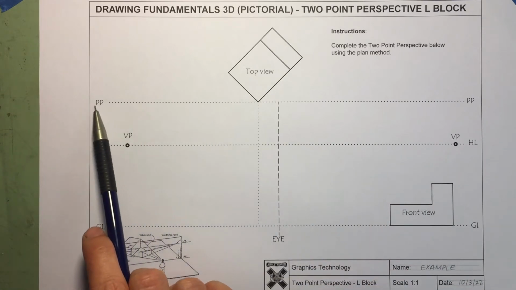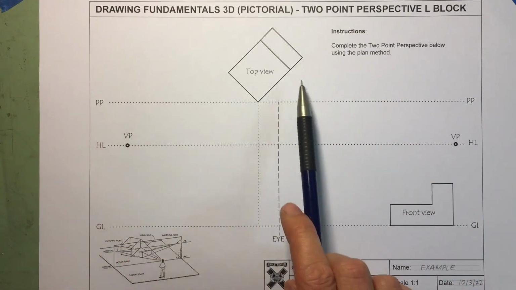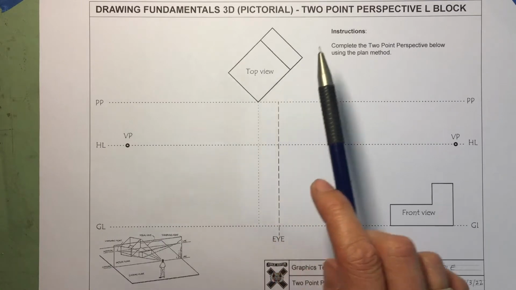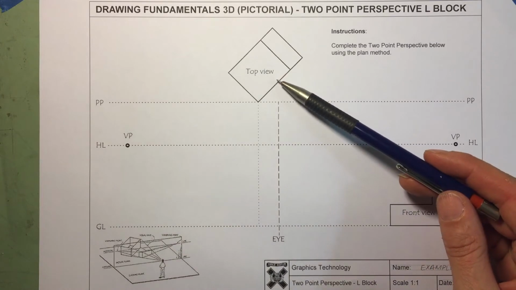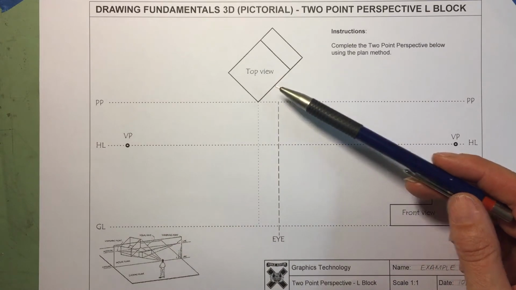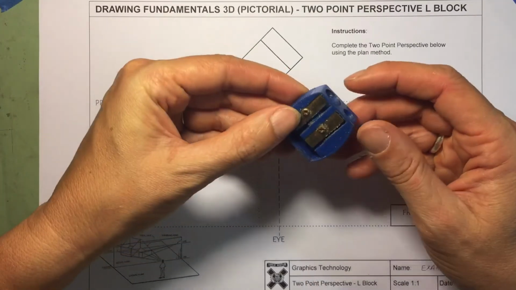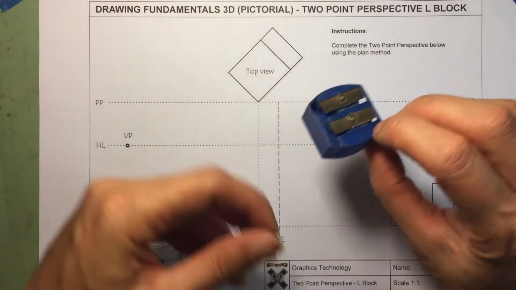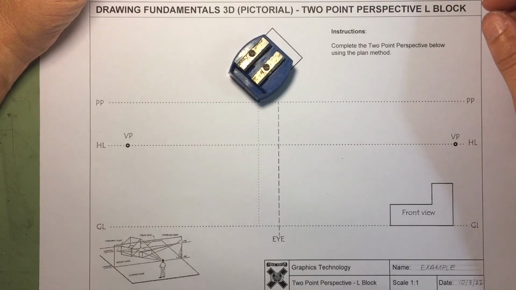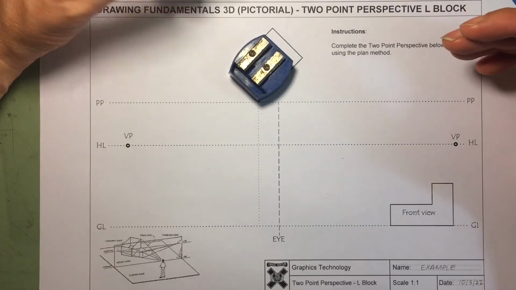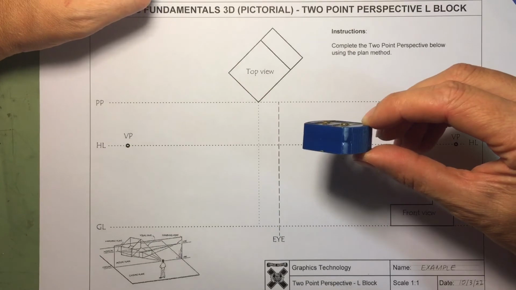Up here at the back, you've got your picture plane, basically that glass, that window that you're looking through, that the object is sitting behind. So you've got this L block, you're looking top down on this L block. If I take this lovely, pretty, rusty old sharpener, basically it's sitting at an angle behind that glass plane, behind the picture plane. So if you're looking at it like that, this corner is closest to you.